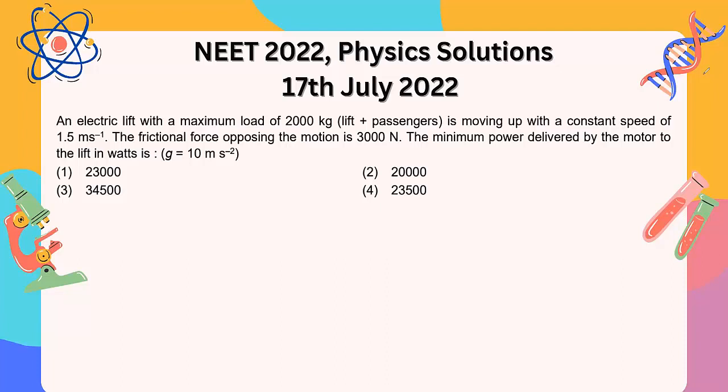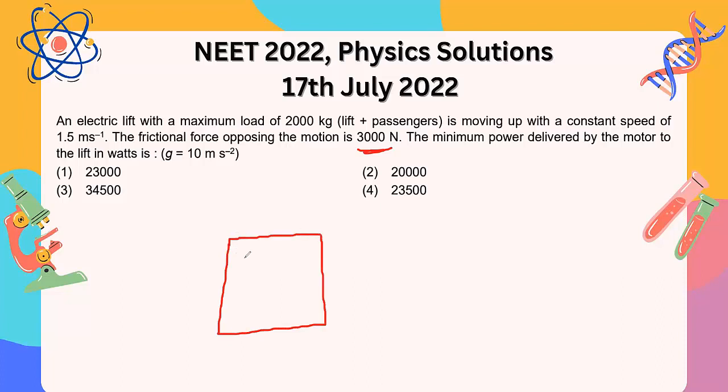So this question says an electric lift with a maximum load of 2000 kg, along with the lift plus passenger, the mass is 2000 kilograms, is moving up with a constant speed of 1.5 meters per second, and a friction force is opposing the motion, and the friction force is 3000 newtons here.